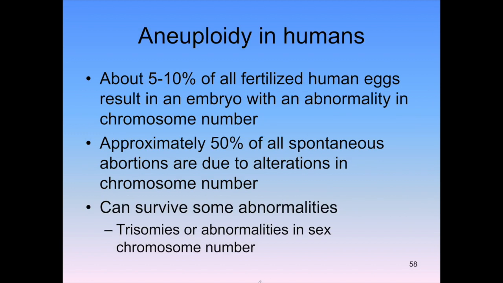So about 5 to 10% of all eggs that are fertilized in humans result in an embryo that has some kind of chromosomal abnormality, usually in the number of chromosomes. Nondisjunction is not all that uncommon. About 50% of what are known as spontaneous abortions are due to alterations in chromosome number. These usually occur without the mother ever even knowing that she was pregnant. So it occurs upon fertilization. There are some abnormalities that can be survived, such as trisomies or abnormalities in the number of sex chromosomes.